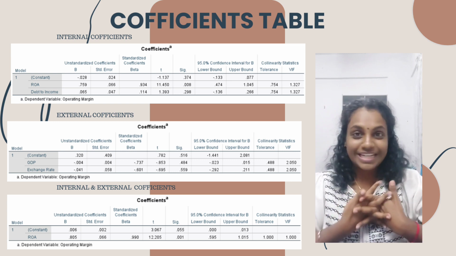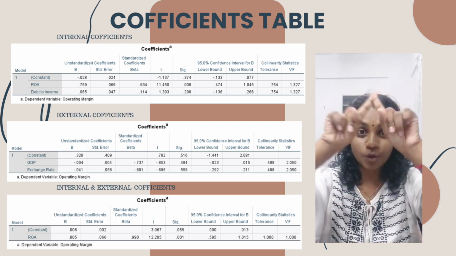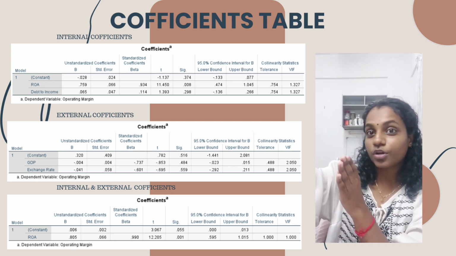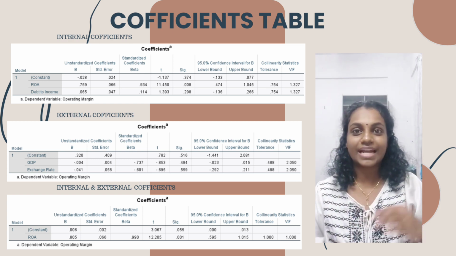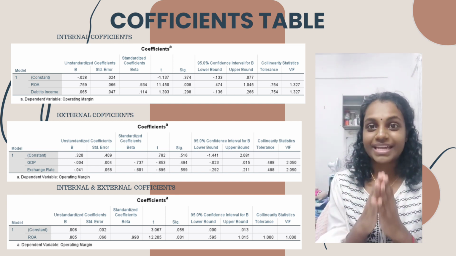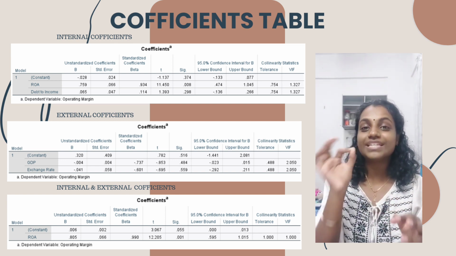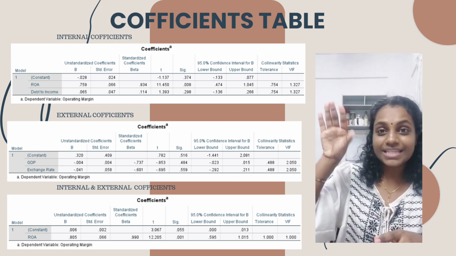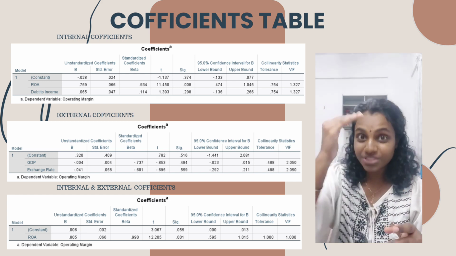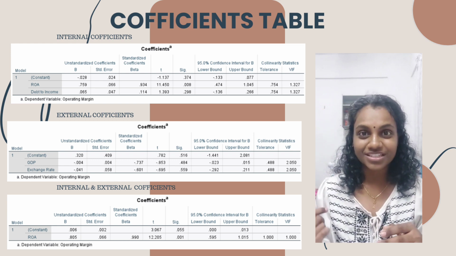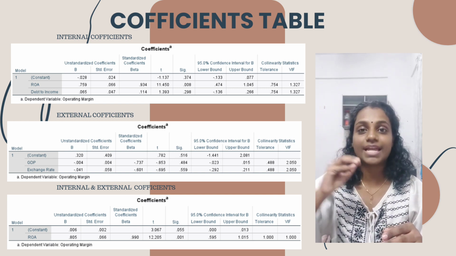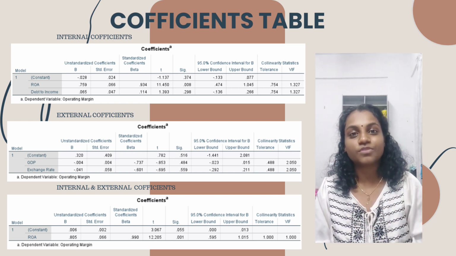Last analysis and not the least one is coefficient analysis, coefficient table here. The coefficient analysis for the operating margin in the first model, which is internal data, reveals that return on asset is the most influential factor, indicated by its high standardized coefficient of 0.934. This implies that an increase in ROA significantly contributes to a positive impact on operating margin. Efficient asset management as measured by ROA, return on asset, is crucial for Lenovo's financial performance.